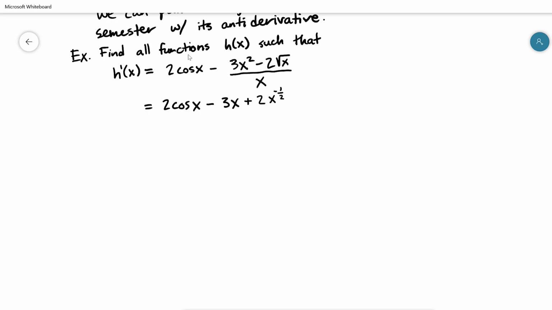So now I've broken this ugly thing up into 3 relatively easy pieces to compute the antiderivatives of. What we're going to get is that this implies that h of x, the function whose derivative looks like what we've computed right here, this first piece will be 2 times the sine of x. Right? That's the antiderivative of the 2 cosine of x. This one we'll do power rule on.